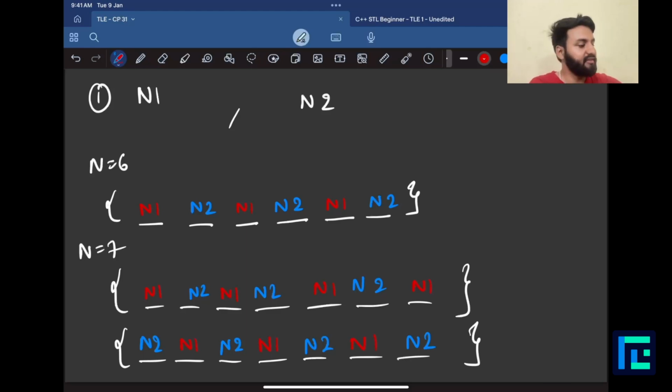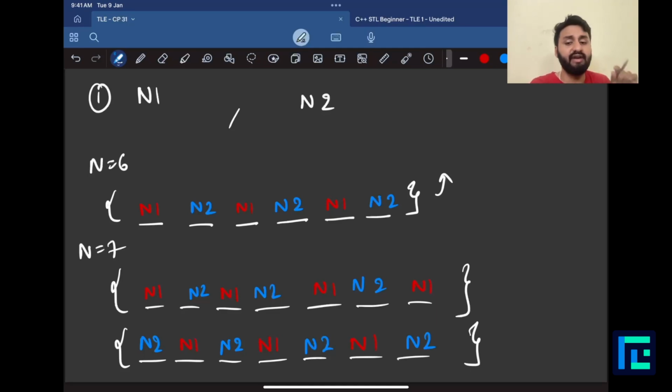Yes, because if I talk about this one case, then you have basically an n equals 6 array. And what you did was you effectively kept n1 at the odd positions and n2 at the even positions. And let's say you have something like n equals 7, then there can be two cases where you kept either n1 at the odd positions or you kept n1 at the even positions.